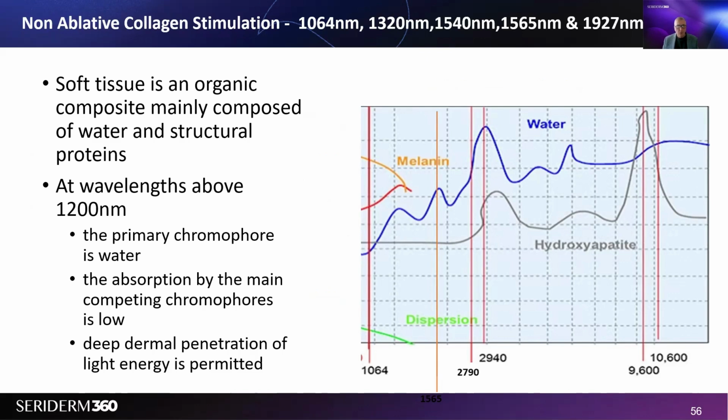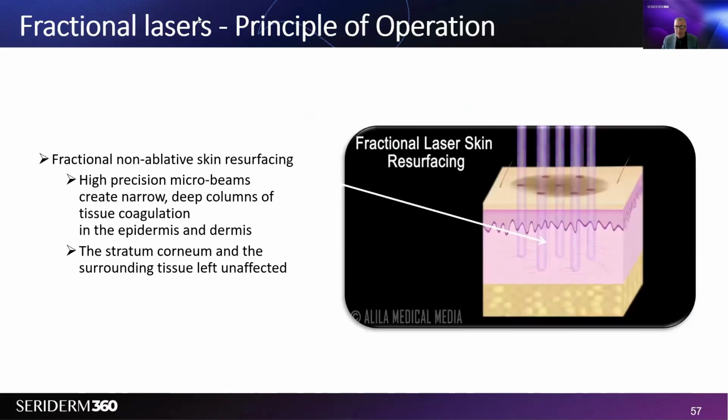So we know that these wavelengths are below 2000, so they don't cut tissue. We know they're highly absorbed in water. So what they do is create these columns of heat. If we can raise the temperature by creating these columns of heat, that will allow us to stimulate fibroblast activity and start to repair the tissue.